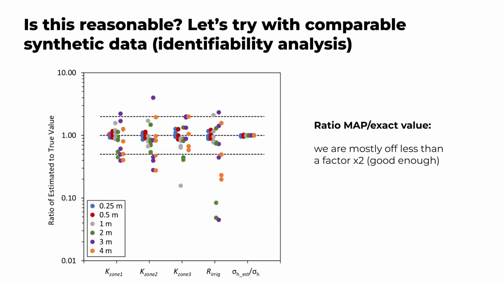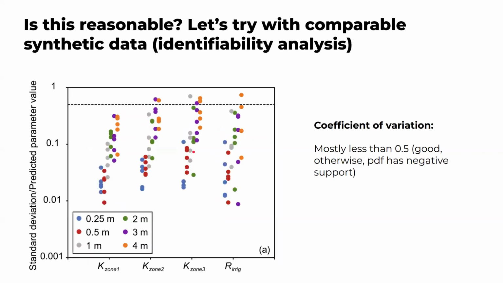So you see that, of course, the smaller the noise, the better the cluster. The results for noise 0.25 are essentially stuck to 1. As you go to 3 or 4 meters, they are quite dispersed, but they are almost never beyond the factor of 2. So let's say we're reasonably happy, especially for K2. We know that K2 is not that influential, so we cannot hope to really nail it, okay?